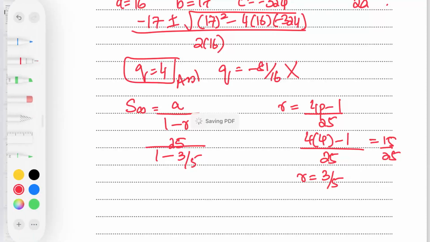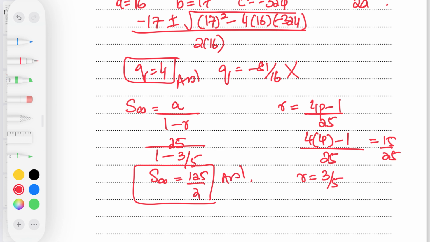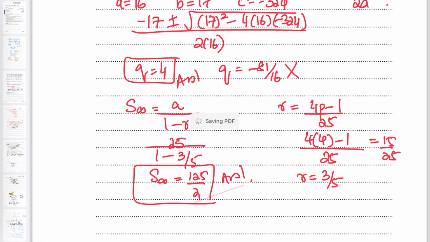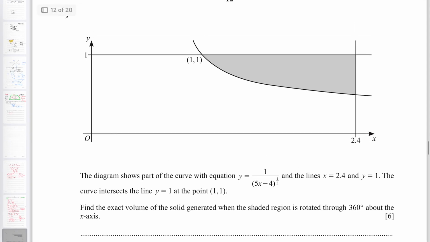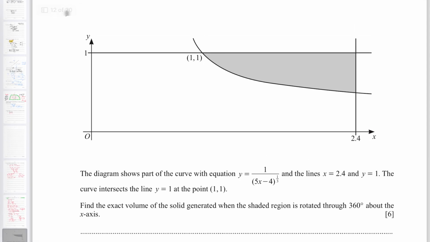So my answer becomes 125 upon 2. That's my answer. All right, now let's move on to the next part of the question. Okay, so the next question is about integration.